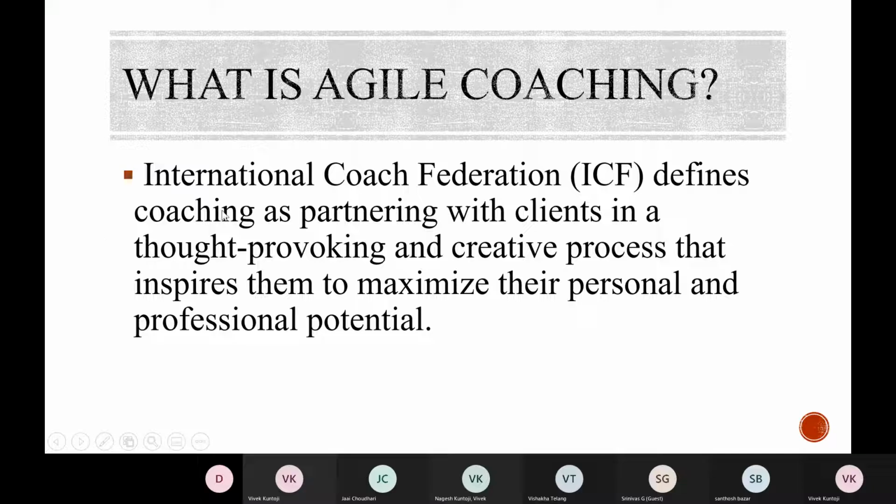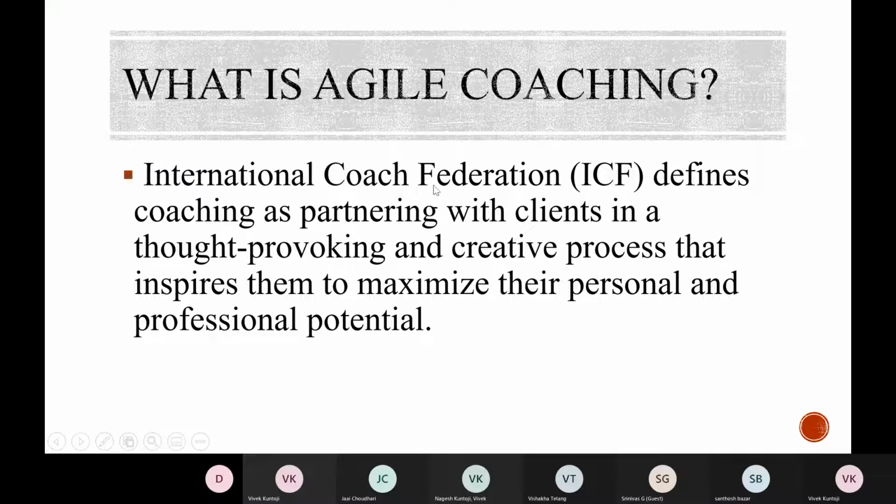Okay. On that note, what is agile coaching? International Coach Federation defines coaching as partnering with clients. Here client means coachees in the case of coaches, mentees in the case of mentors, and in general, whoever is getting coached is known as your client. So coaching is partnering with clients.